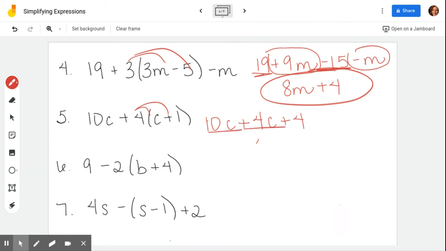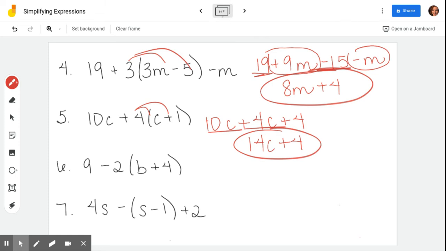10c and 4c is a 14c. How about that? But I really don't have anything to put with that plus 4, so I'm just going to stick a plus 4. Remember, don't combine those. One of them has a variable, one of them doesn't. So it's just 14c plus 4. Unless I'm given more information about what that c equals, there's nothing more that I can do.